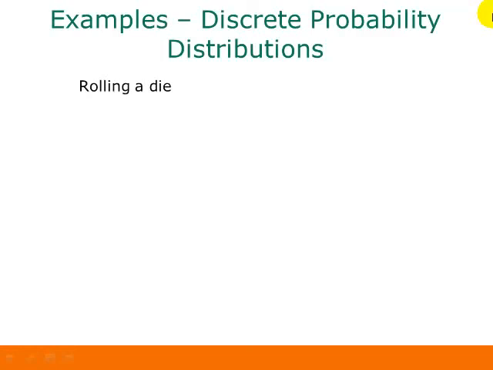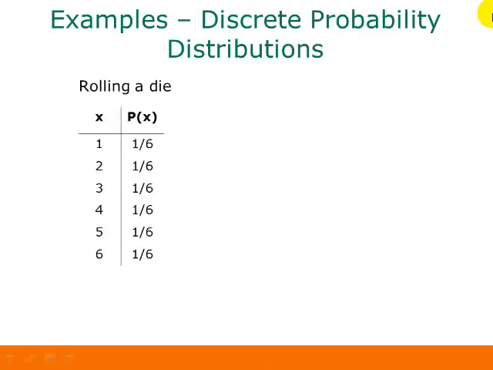So for the experiment of rolling a die, this is what our probability distribution would look like. So we have x, which is our random variable, in one column, and the other column is the probability for each value of x. So our possible outcomes for rolling a die, our numerical outcomes, are the values 1 through 6, and here's the probability for each different outcome. Since each of those values is equally likely to come up on the die, the probability for each one is 1/6. So this would be our discrete probability distribution for that experiment.